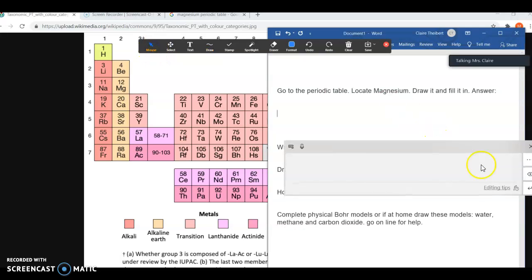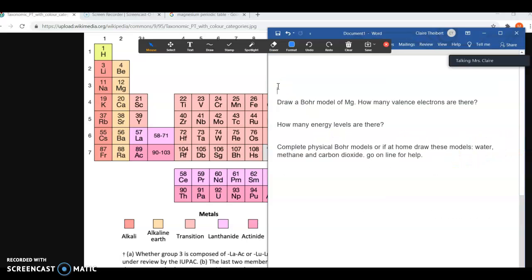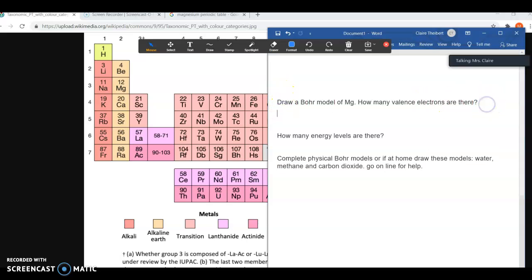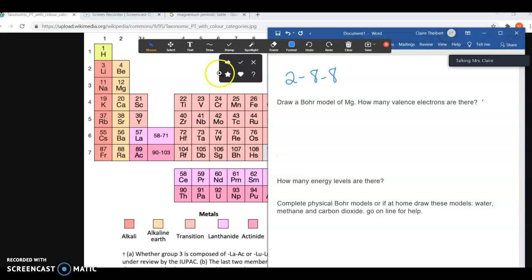So now we're going to go to drawing the Bohr model. Okay, so here's what you want to know about Bohr models. They're going to be rings of 2, 8, 8. And that'll make sense in just a little bit, I promise. So I'm going to give us some more room.